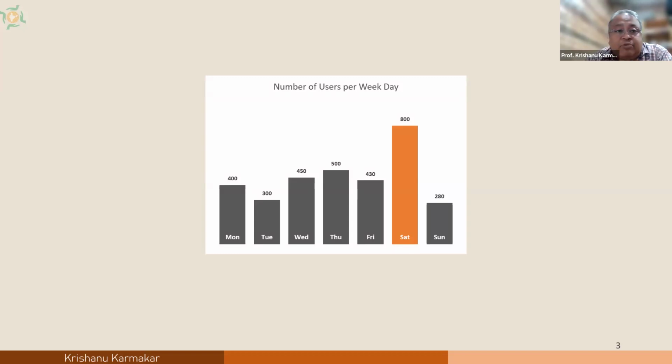Not only that, I have also tried in this diagram to highlight a particular day of the week, which is Saturday, but that is not being highlighted because it is Saturday. It is being highlighted because the highest number of users of that particular service for this week belong to Saturday.